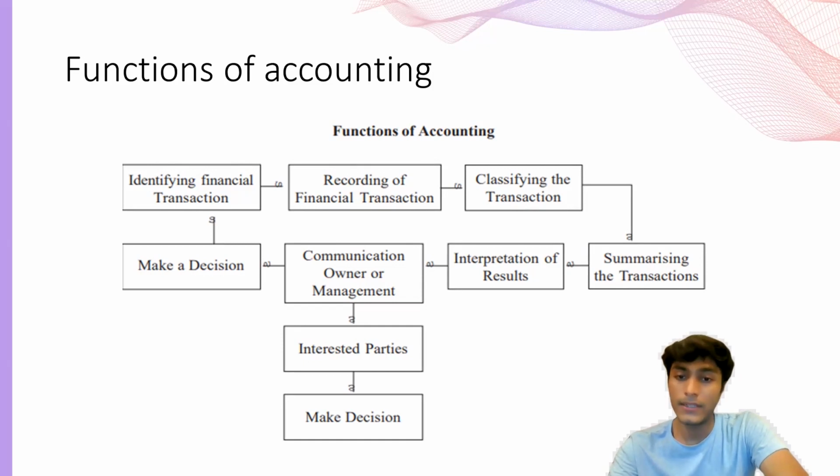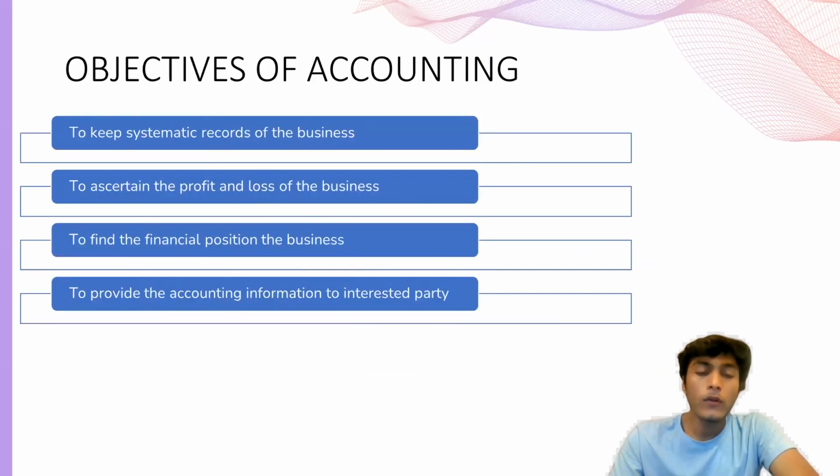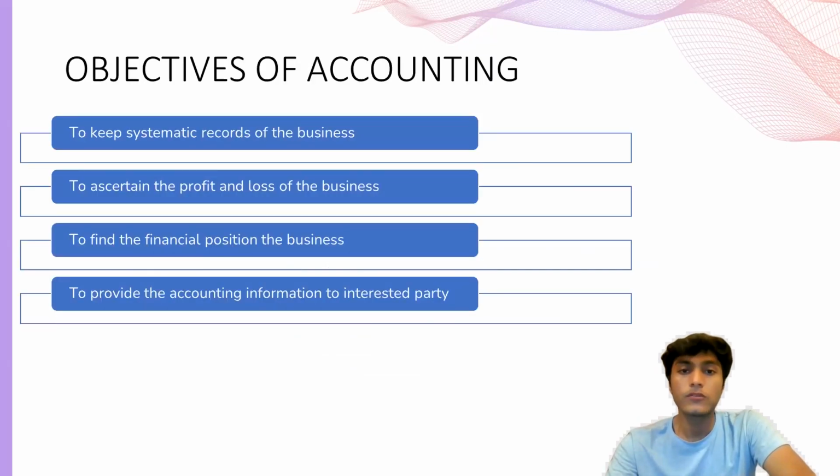Now the interpretation of results can be divided further into two sections. For the inner management, so that they can make a better decision using the results, and for the external management, to make a better decision as per their individual needs and demands. So the results are for the internal management to make a decision. The results are for the outside management or the outside parties to make a decision as per their particular needs and their particular demands. Now coming to the second part, which is the objectives of accounting.